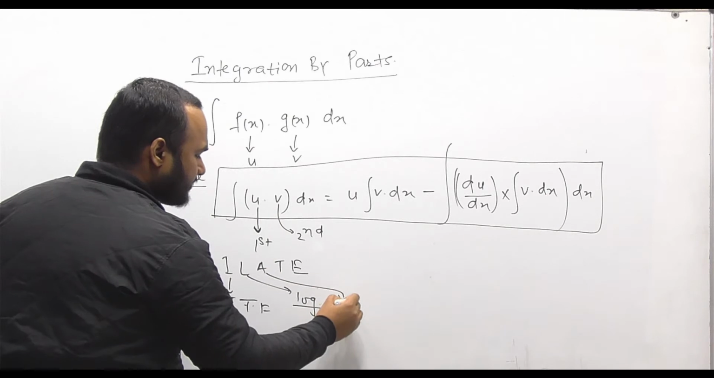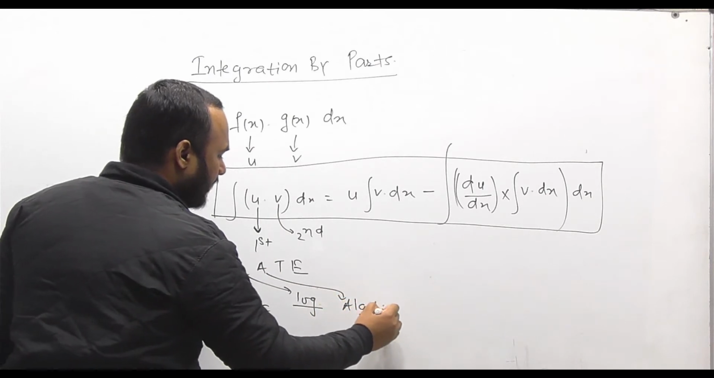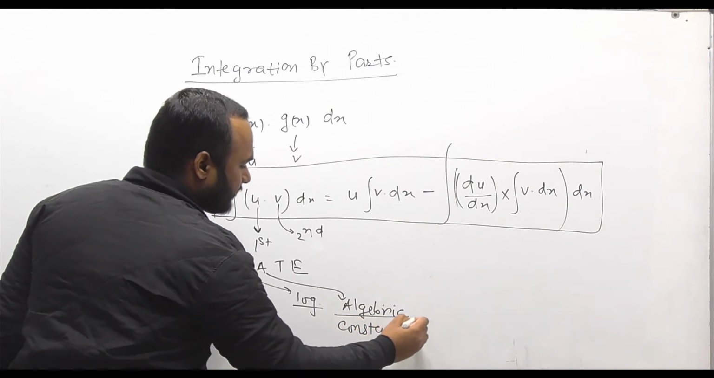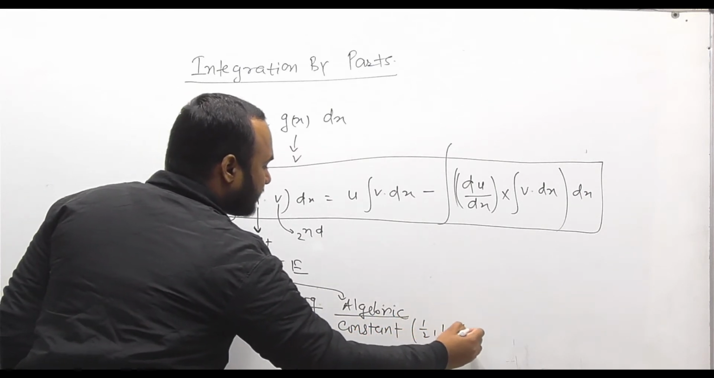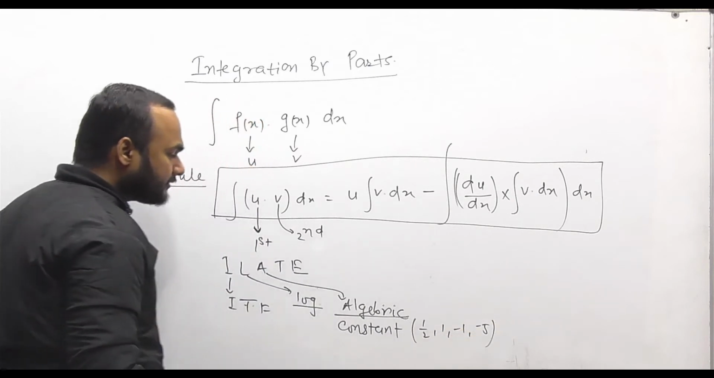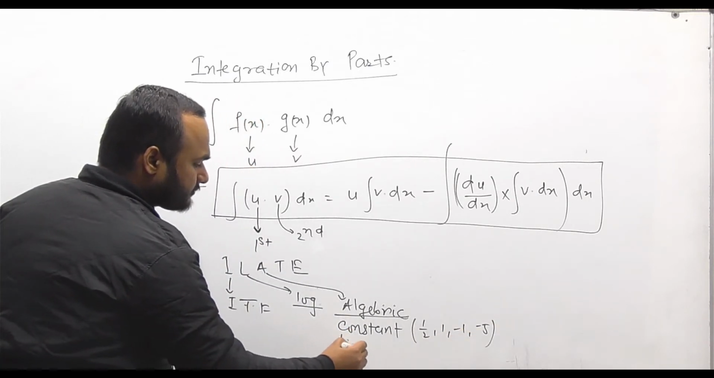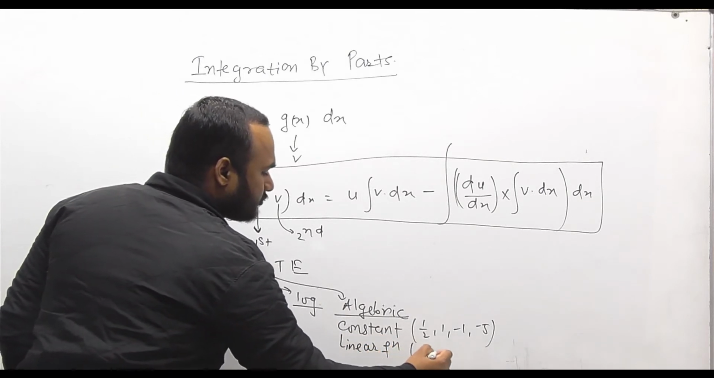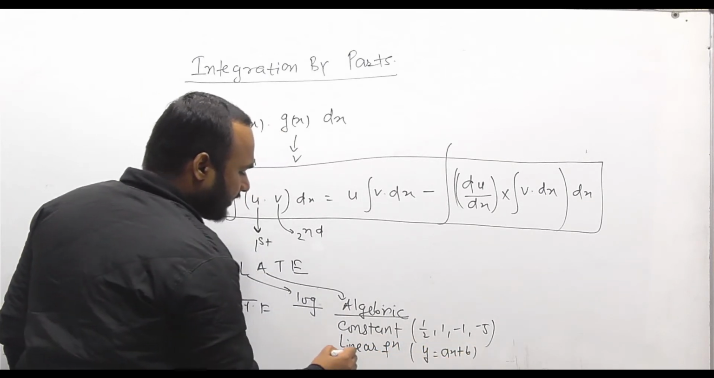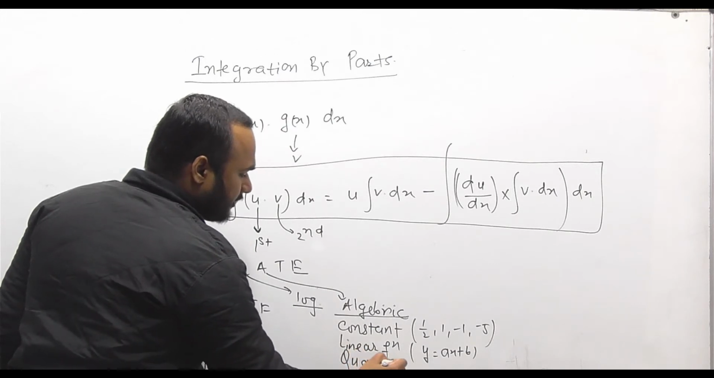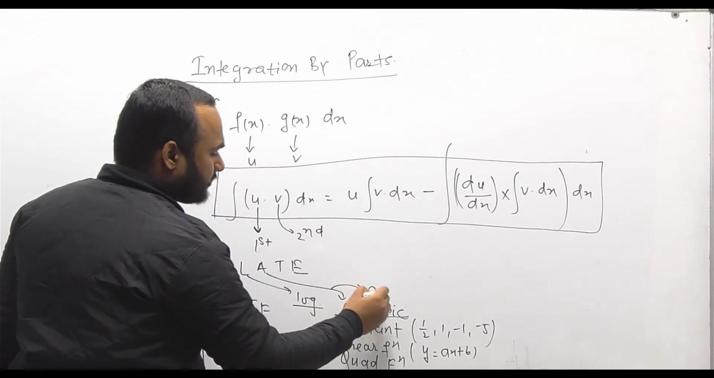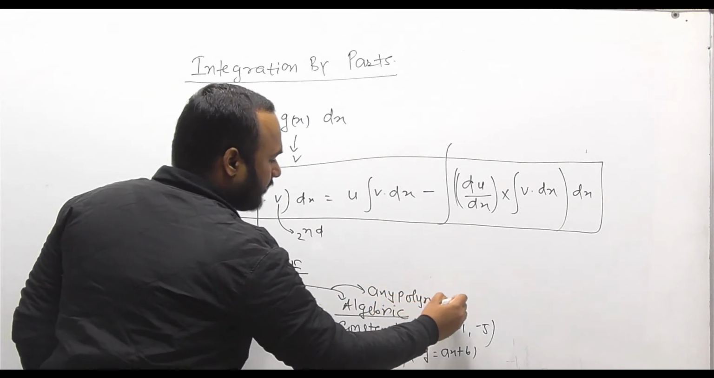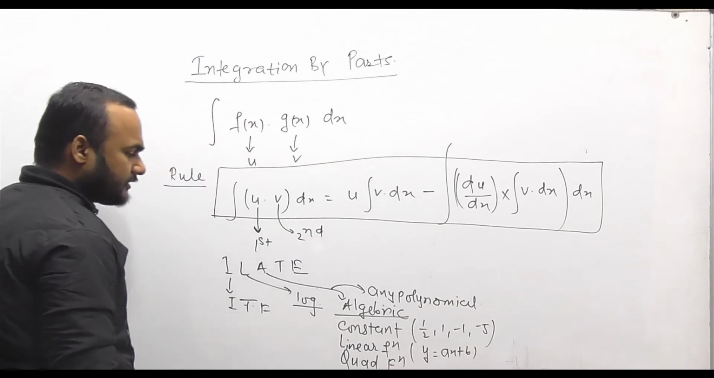A stands for algebraic functions. Algebraic functions may contain constants like half, 1, minus 1, minus half, minus 5, etc., or a linear function like y equals ax plus b, quadratic functions, basically any polynomial can be considered as an algebraic function.